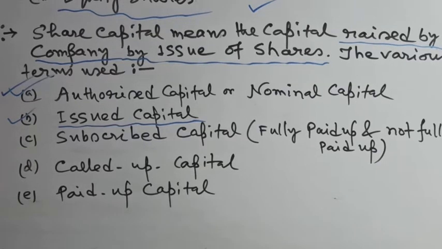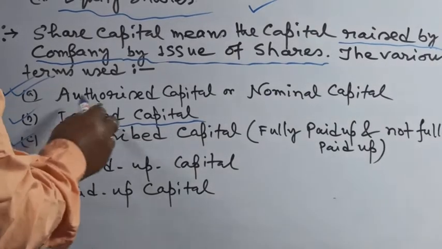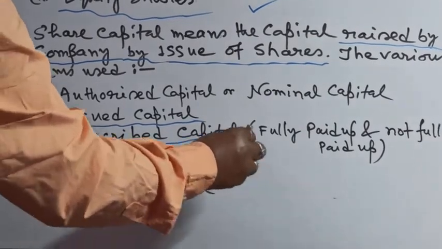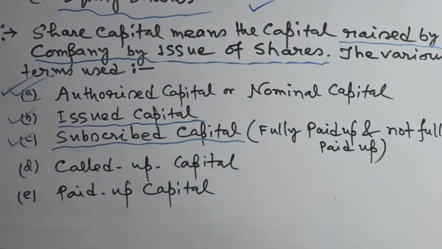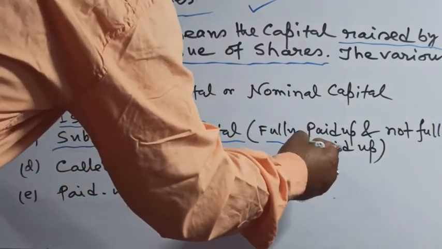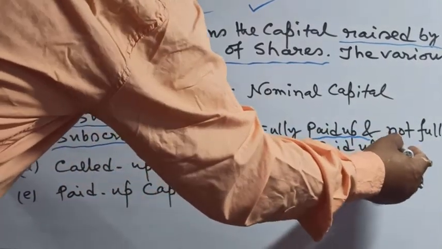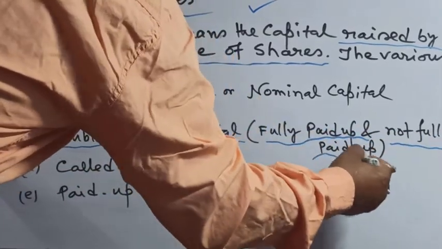Next part, subscribed capital, point C. Subscribed capital is the part of the issued capital which has been subscribed by the public. Again, there are two heads: subscribed capital fully paid up and subscribed capital not fully paid up.